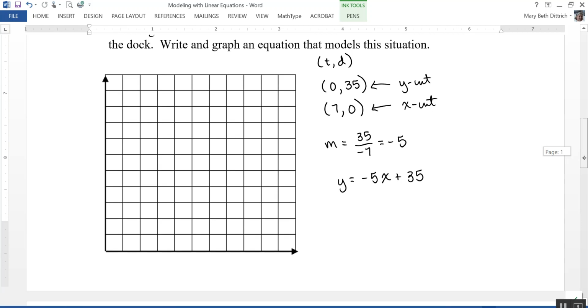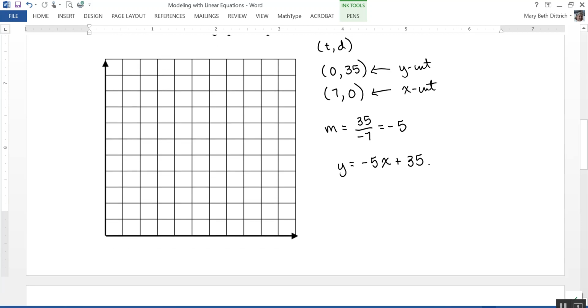Now, I'm not going to graph that equation using slope-intercept. I'm going to graph using x and y intercepts. But let me label my axes. So this axis is going to be time, and that's going to be in hours. And this axis is going to be distance from shore, and that's going to be in miles. I think I'm going to count my time in ones. So go ahead and label a couple of those.